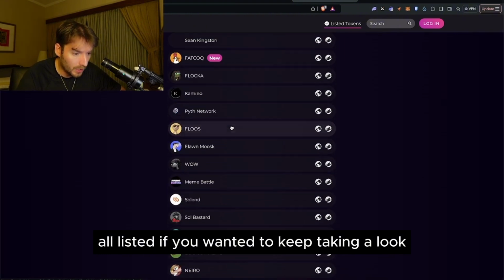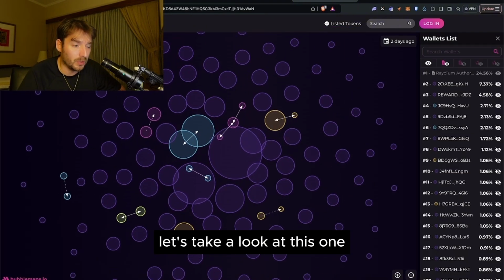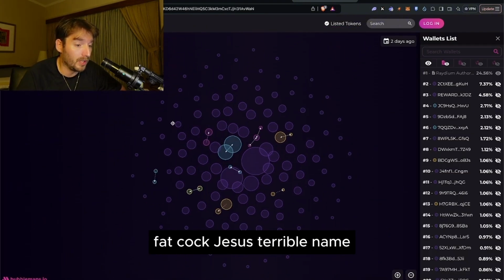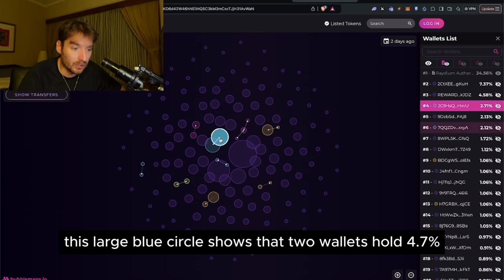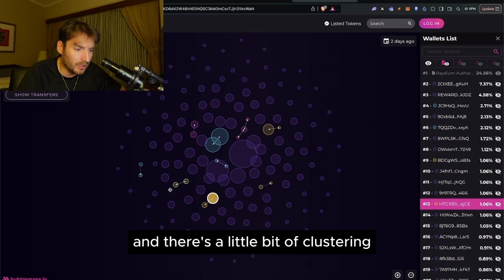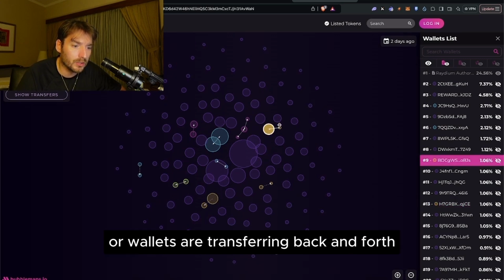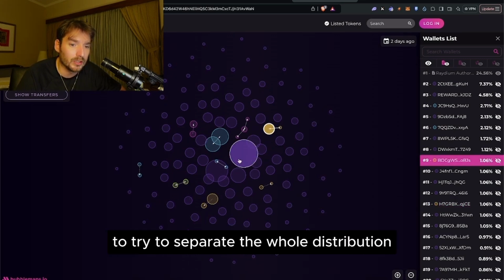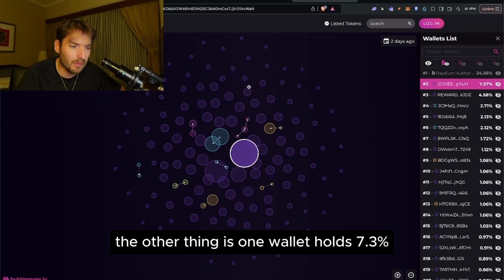We can view all listed. So if we wanted to keep taking a look, let's take a look at this one. Fat Cock, Jesus, terrible name. But we can actually see some interesting analytics here. This large blue circle shows that two wallets hold 4.7%. And there's a little bit of clustering, a little bit of bundling here where wallets are transferring back and forth to try to separate the holder distribution. The other thing is one wallet holds 7.3%.